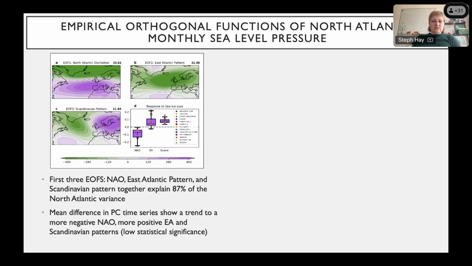And what we find across all models, so all these different dots are different models, is a more negative NAO, most of them simulating a more positive East Atlantic pattern with the polarity shown as I have in the figures, and then a more positive Scandinavian pattern.